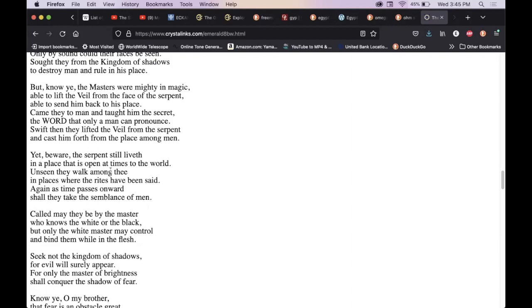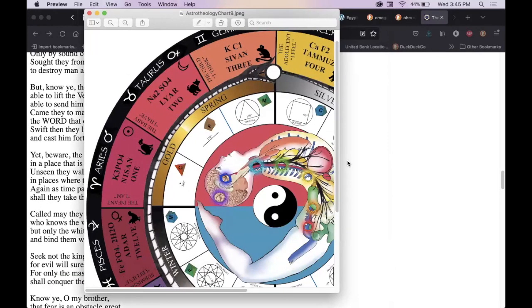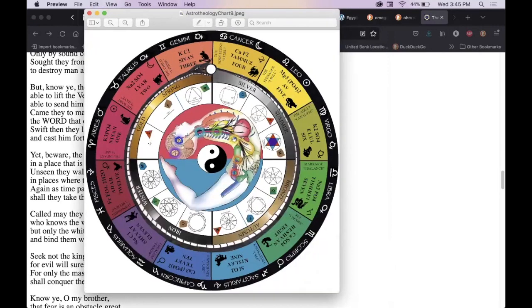So they walk unseen amongst us in places where the rites have been said. And again, as time passes onward, shall they take the semblance of men. So this happens time and time again during this great cycle of time. This little wheel right here shows us that as we traverse around, we follow this body here in the middle, and we get to the highest state and we drop back down, because this same thing happens time and time again since the dawn of time.